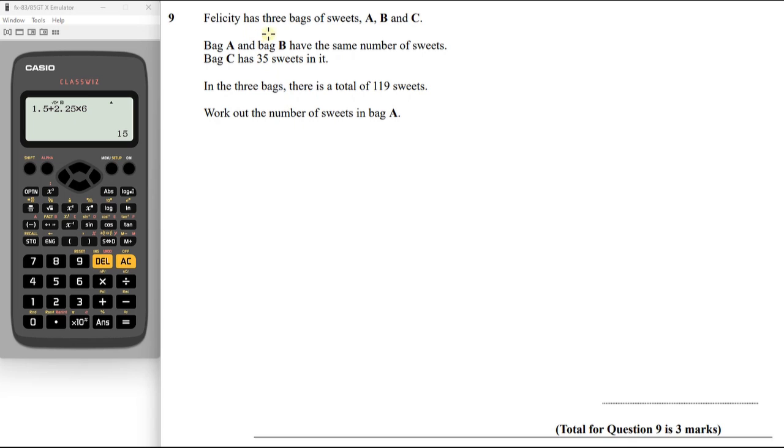Question number 9. Felicity has 3 bags of sweets, A, B and C. Bag A and bag B have the same number of sweets, and bag C has 35 sweets in it. In the 3 bags, there is a total of 119 sweets. Work out the number of sweets in bag A. Okay, so we know the total number of sweets, and we know the number of sweets in bag C. So to work out what's left over, we can just subtract bag C from the total. So we can do 119 minus 35. So let's just type that in. 119 minus 35, and that gives us 84.